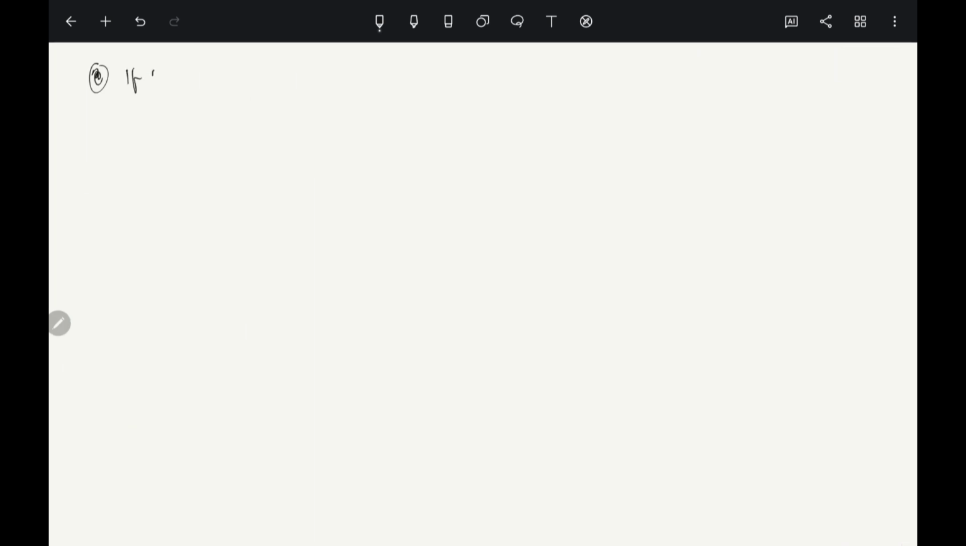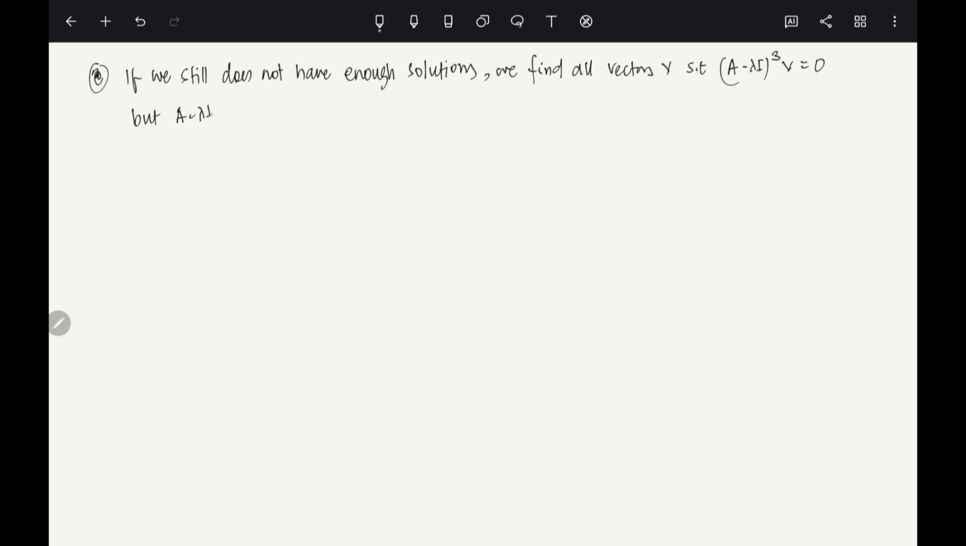The third step. If we still do not have enough linearly independent solutions, we find all vectors v such that a minus lambda I cubed v is 0, but the square, a minus lambda I squared v, is non-zero. Is this okay?